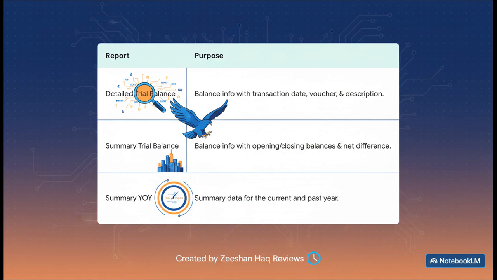Now, to do this health check, D365 gives you a whole toolkit with a few different lenses. The detailed trial balance, that's your microscope. It gives you the nitty-gritty of every single transaction, dates, vouchers, you name it. The summary trial balance is more like your bird's eye view, giving you those clean, high-level opening and closing balances. And then you've got the year-over-year summary, which is kind of like a time machine, letting you put this year right up against last year. Each one has a totally different job to do.